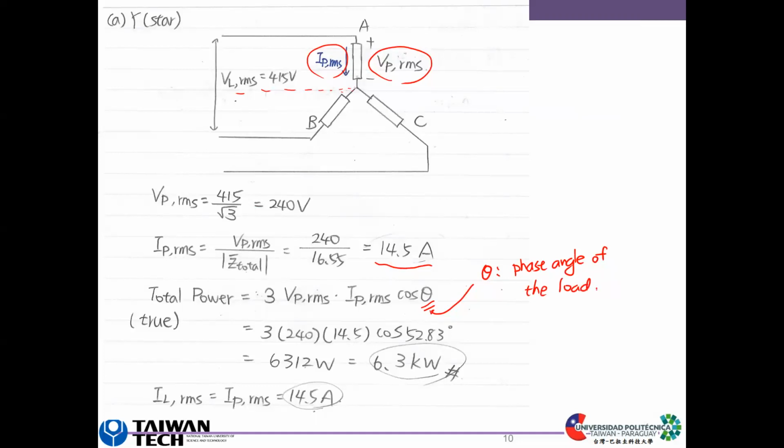Okay, and then you get this total power, and it's true power or real power. In Y configuration, the line current equals the phase current, which is 14.5 amp. Okay, this is the total power of a star configuration.